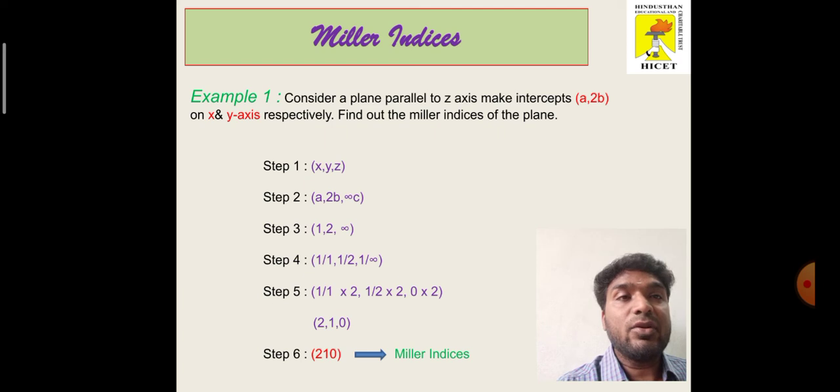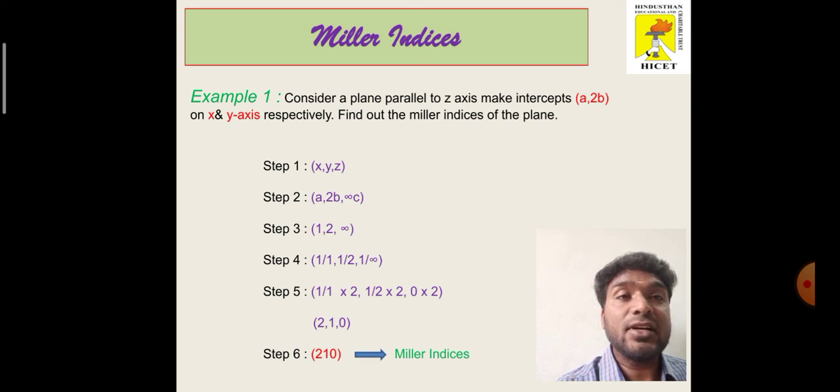Now I will give one more example. Consider a plane parallel to the z-axis, making intercepts a and 2b along the x and y axes respectively. Parallel to the z-axis means if any plane is parallel to any one of the coordinate axes, its intercept will be considered as infinity. So along the z-axis it is infinity c, but a and 2b are the intercepts on the x and y axes. Now find out the Miller indices of the plane.